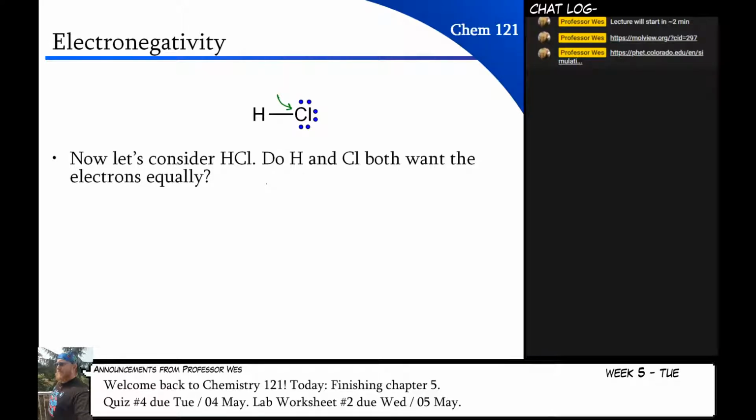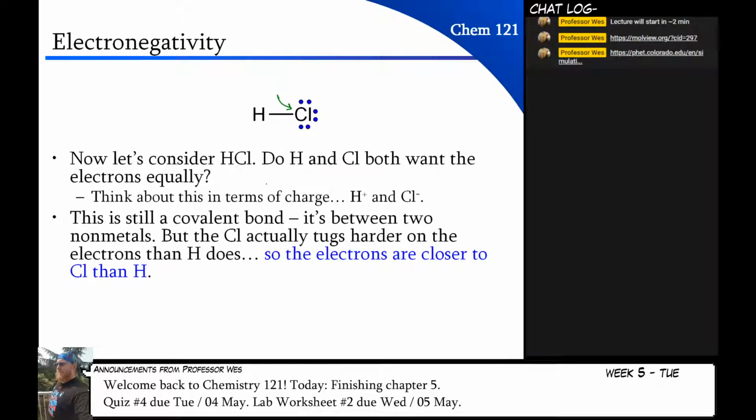That's not technically equal sharing, but it's still sharing. And that's what's happening here with H and Cl. Chlorine's going to pull the electrons real close to its nucleus because it's more able to do that than hydrogen is. So on average, the electrons in this bond will be closer to chlorine than hydrogen.